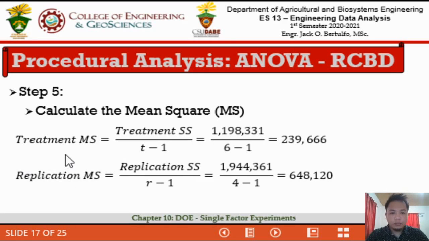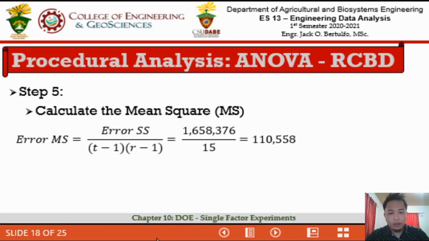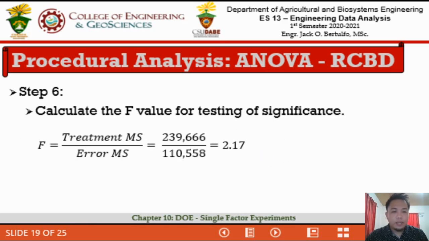So calculating the mean square is just, again, the treatment SS divided by degree of freedom. Just plug and play. Then you can calculate that the treatment MS is 239,666. And for replication SS divided by its degree of freedom, you can calculate 648,120. Then the last mean square is for error, so error SS divided by its degree of freedom. Then you have an error MS of 110,558. Okay? So after that, we need to calculate the F value.